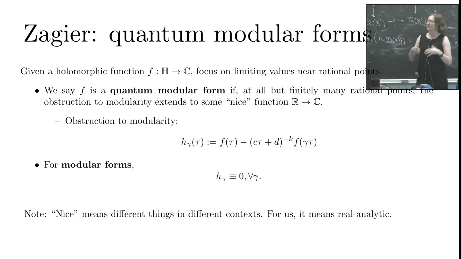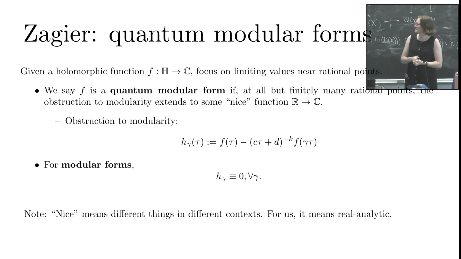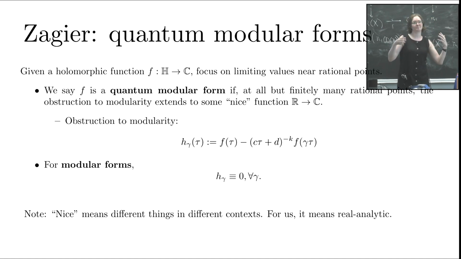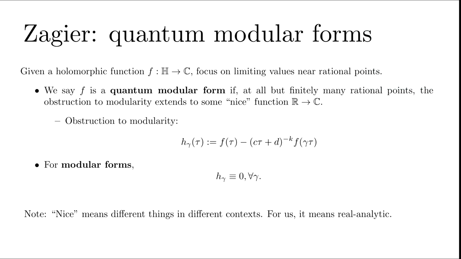So now we'll talk about quantum modular forms. I'm giving a definition for the purpose of this talk. The field of quantum modular forms is vast, and I'm not claiming to summarize the entire field. But for our purposes and our setup, we're going to look at a function on the upper half plane that's holomorphic, and we're going to focus on limiting values toward rational points. So we'll be taking the limit in vertical lines towards all of these rational points.